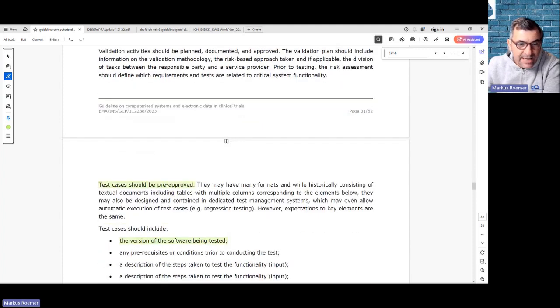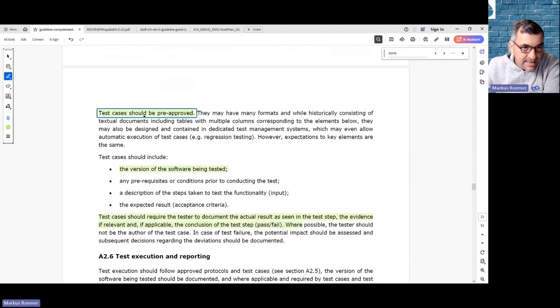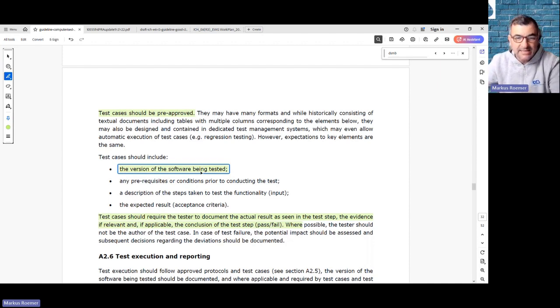So then validation test plans, very interesting. Test cases should be pre-approved. I just take some of the highest, the version of the software being tested. Sometimes I see test protocols for the UAT of the eCRF or something like this. And a simple question: I have seen you did a change of the application 2 months ago, and you did the UAT 3 months ago. How does that change impact it, or even vice versa? It doesn't matter.